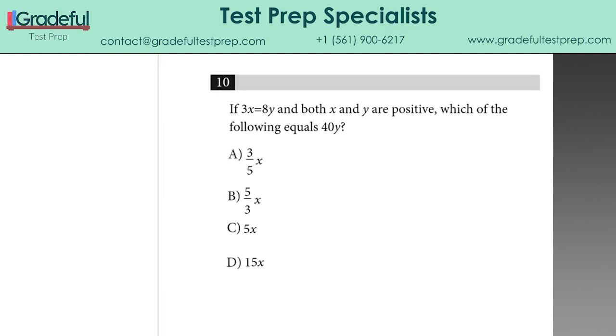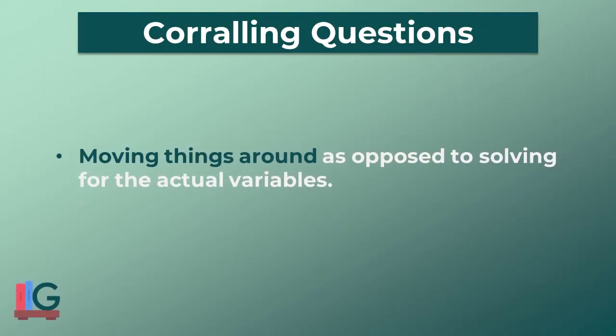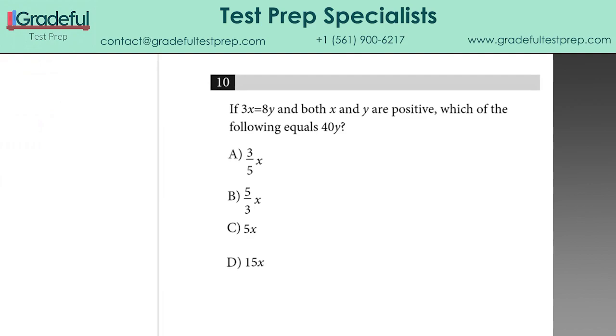Question 10 is what we refer to as a corralling question. Now, by corralling, we mean you don't actually have to find x or y, but you can just take what's being given and churn it into what they're asking for.